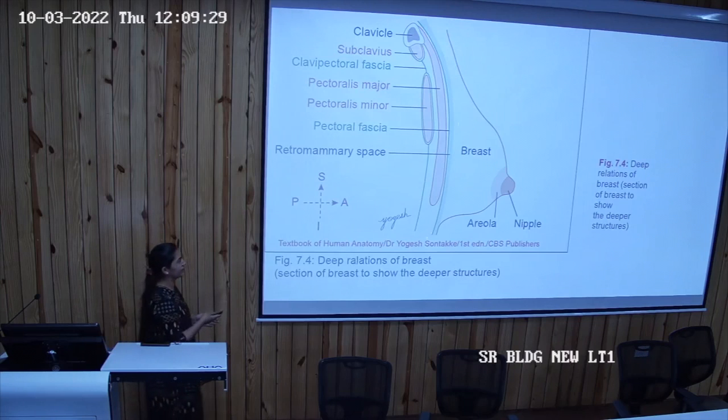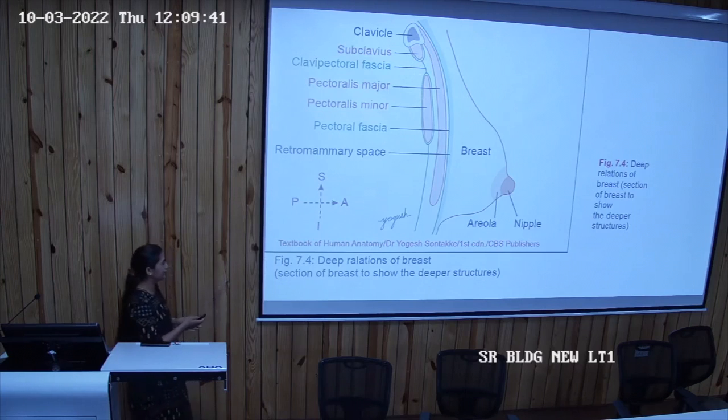Underneath this fascia you will find the pectoral muscle. After cutting the pectoral muscle, you will find the pectoralis minor, the subclavius muscle, and the fascia that is covering the muscle is the clavipectoral fascia.